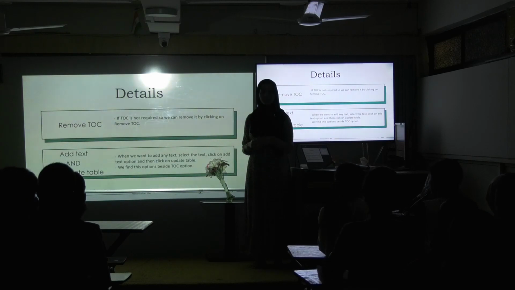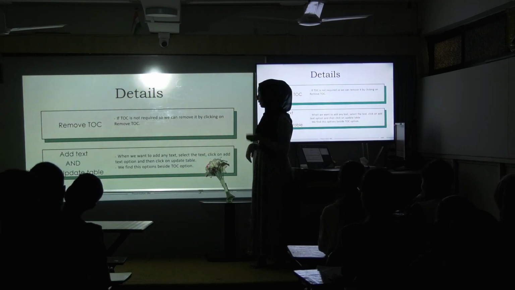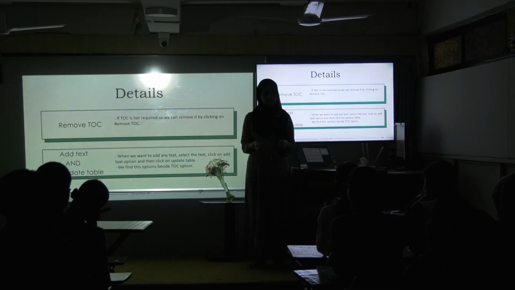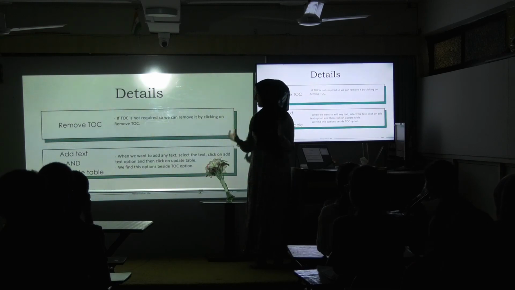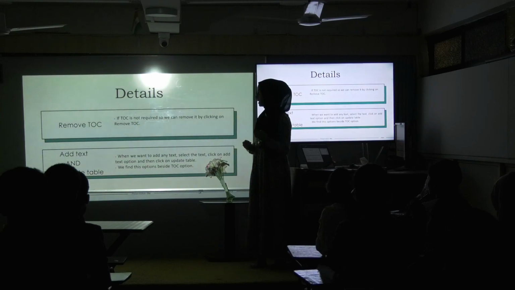Add text and update table. These two are very similar and interrelated. How? When we want to add any text, select the text, click on the add text option, and then click on update table. If I need to add any text in my content, I can select the text, go to table of content, and there is an option of add text. I can click on add text, and after that I just click on update table, and my table of content is updated, and the text which I needed is there.